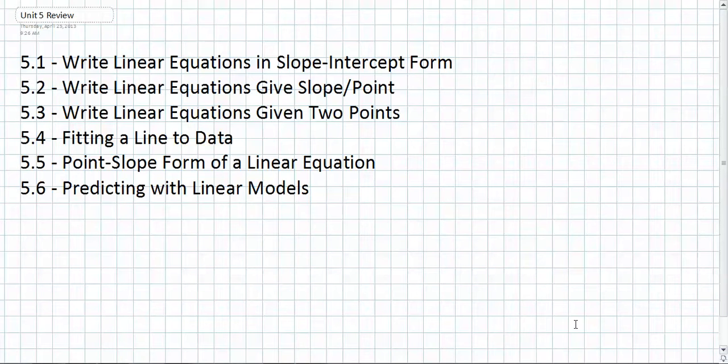Let's work through a few problems to help you prepare for the Unit 5 test. Here are the topics that we're going to cover. Let's start with write linear equations in slope-intercept form.